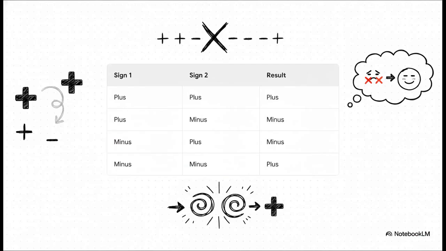And then we have the sign rules for multiplication. There's this really fascinating quirk here. Multiplying 2 negative numbers magically creates a positive result. A plus and a minus make a minus, but 2 minuses totally cancel each other out to make a positive. It's honestly just like using a double negative in English grammar.